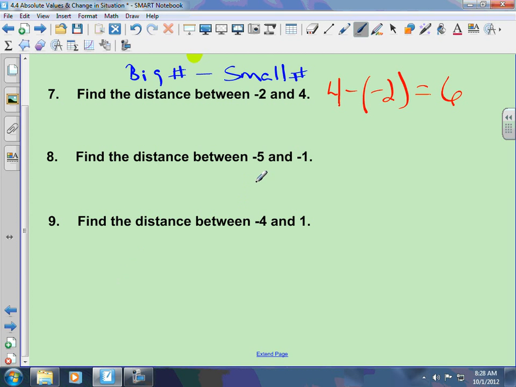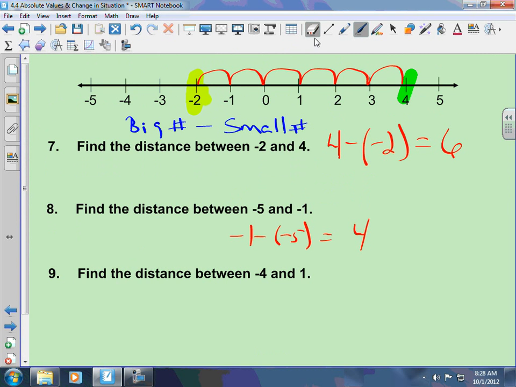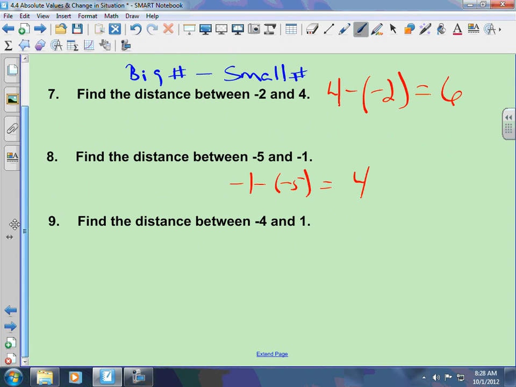Okay, number 8. What's our big number? Negative 5 or negative 1? Negative 1 is bigger. Remember, the bigger the negative, the smaller the value. So negative 1 minus negative 5. What's negative 1 minus negative 5? 4. Let's see if that's right. We start at negative 1, we go to negative 5: 1, 2, 3, 4. 4 is the answer.